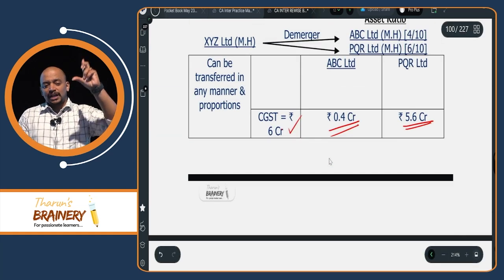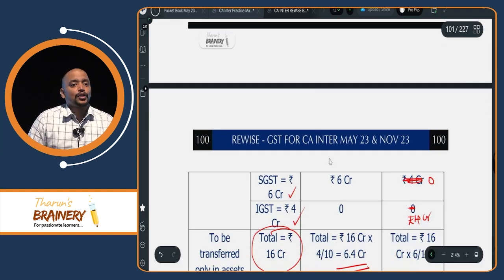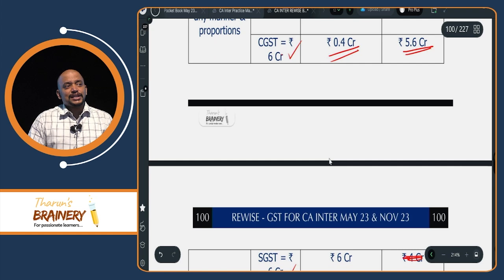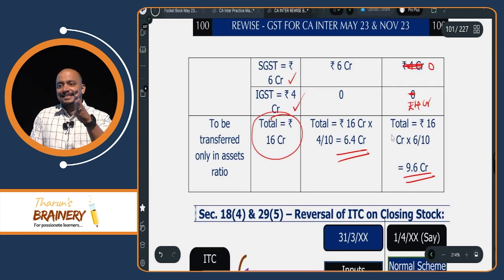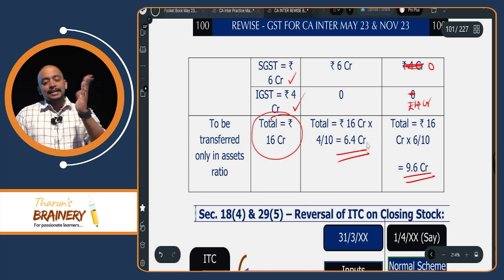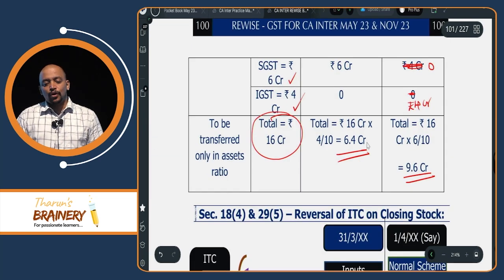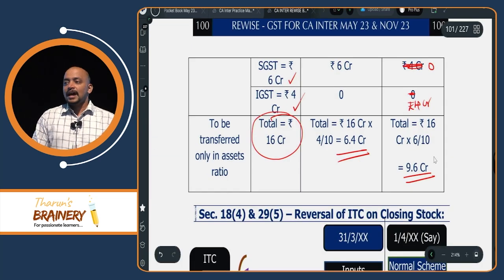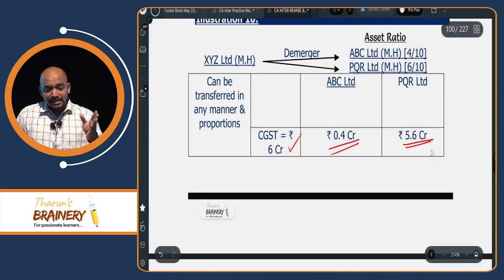Now see the total for ABC. Total for ABC 6.4. So how much I should have given to ABC? 6.4. So within CGST, SGST, I did not follow the ratio, but overall I need to distribute that. Then what is the total for PQR? 5.6 plus 4, that is 9.6. I need to distribute 9.6. I distributed. So now, is this the only answer?